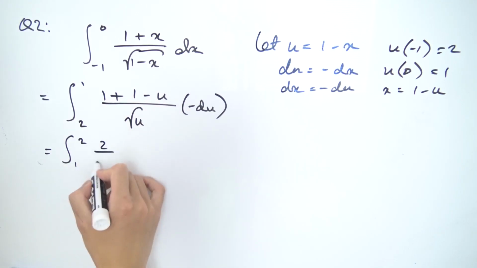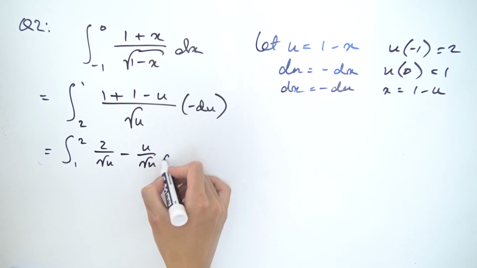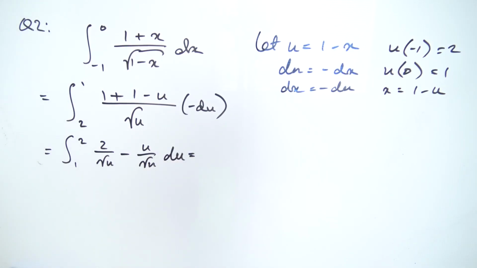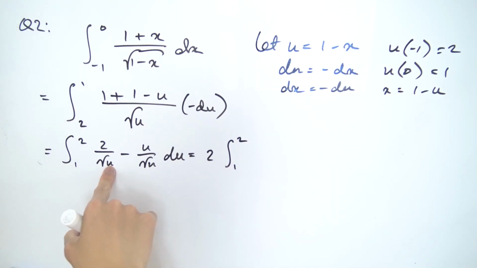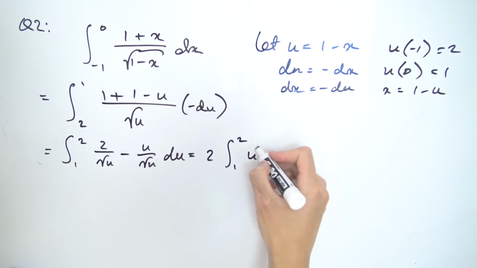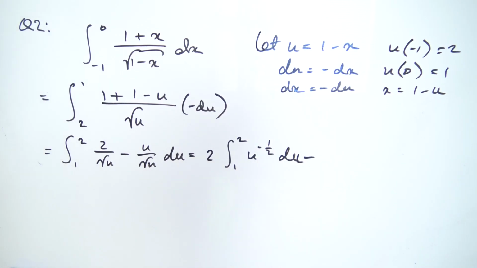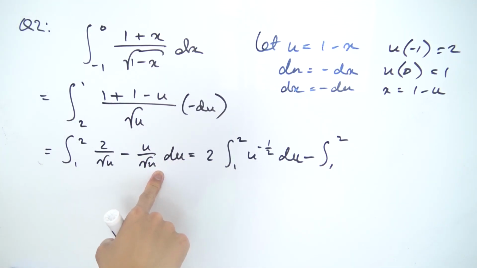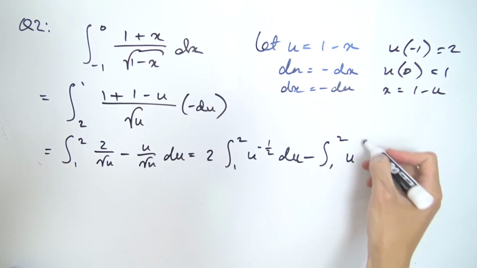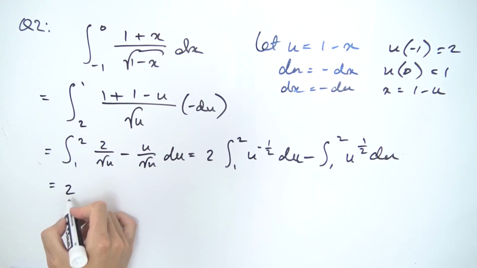now we have 2 minus u, but that's the same thing as 2 over the square root of u, minus u over the square root of u du. But let's split this integral up, so this is 2 times the integral from 1 to 2. 1 over square root of u is the same as u to the minus 1/2 du, minus, now we have the integral from 1 to 2. U over square root of u is just square root of u, which is u to the 1/2 du. And now we're left with 2.